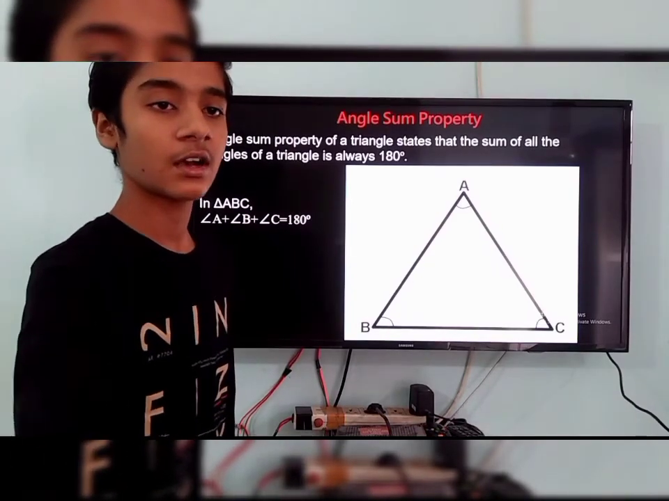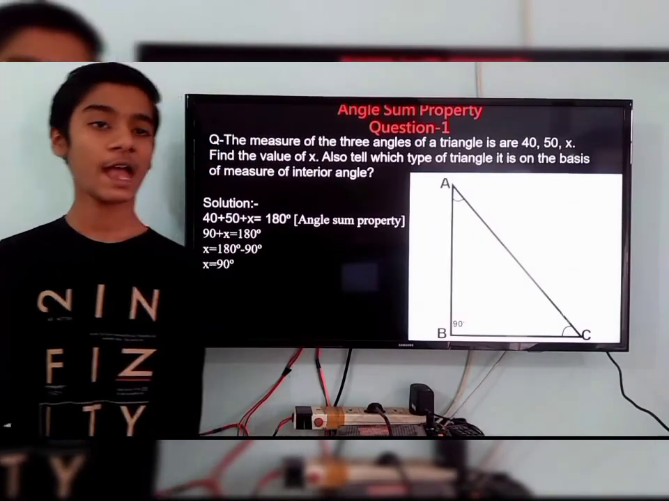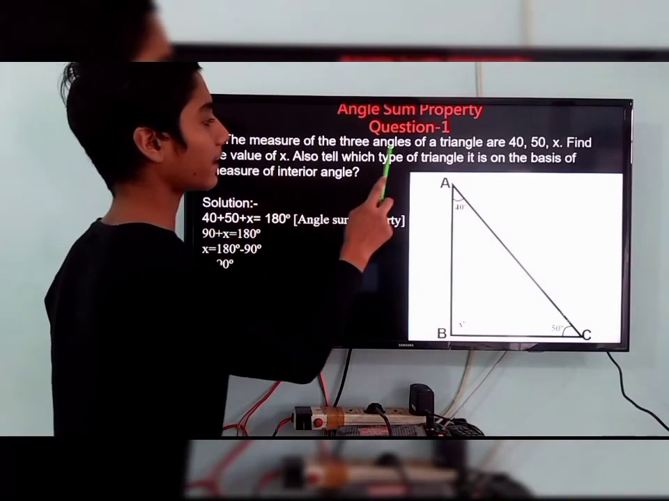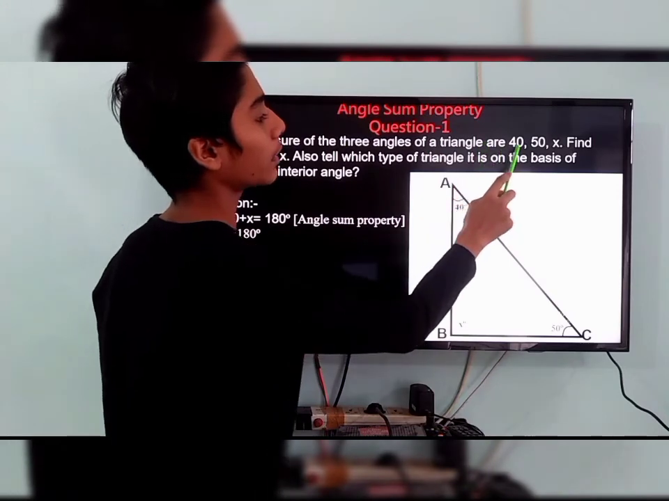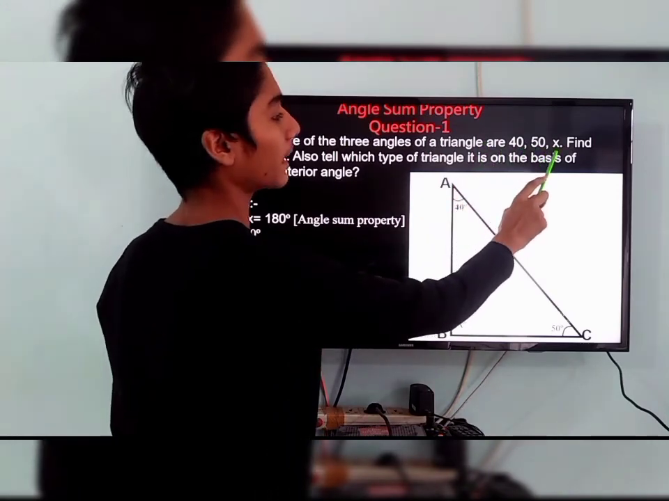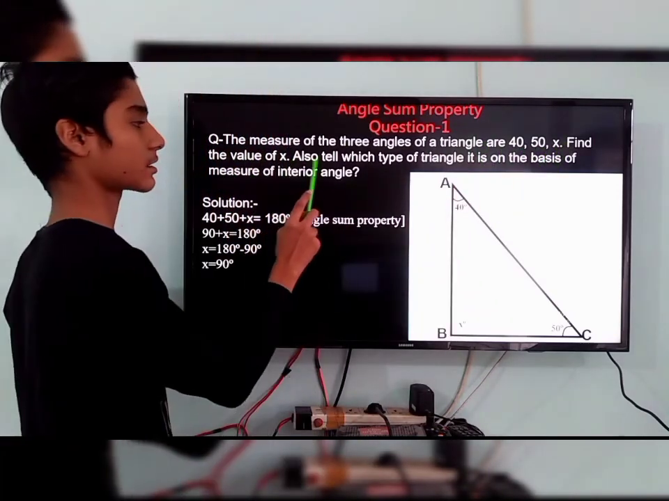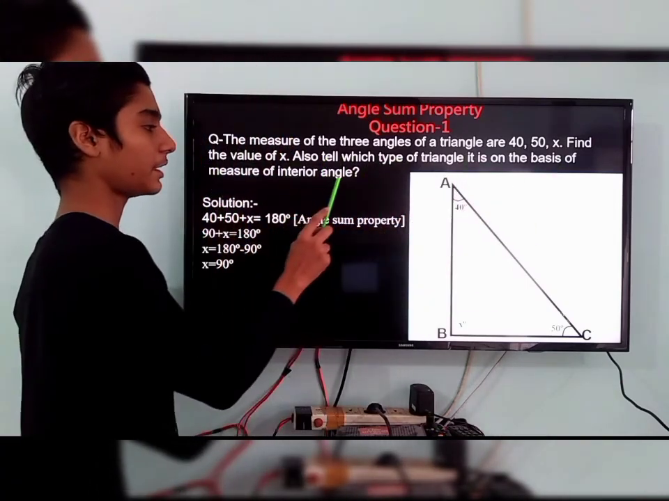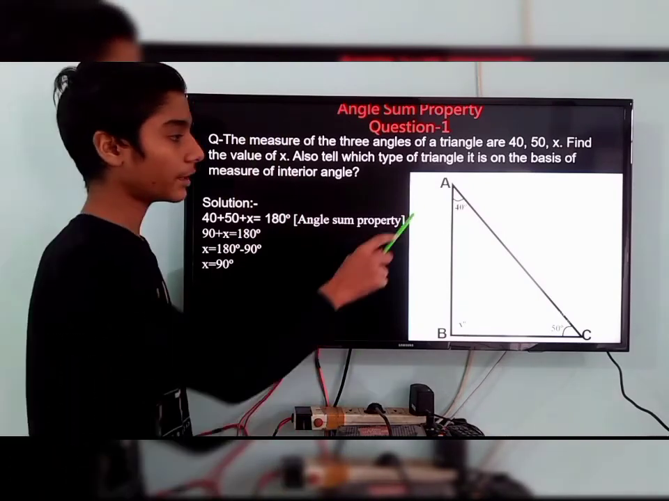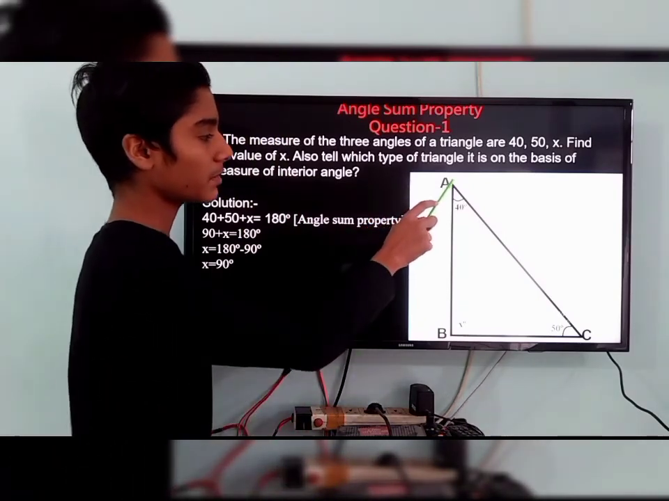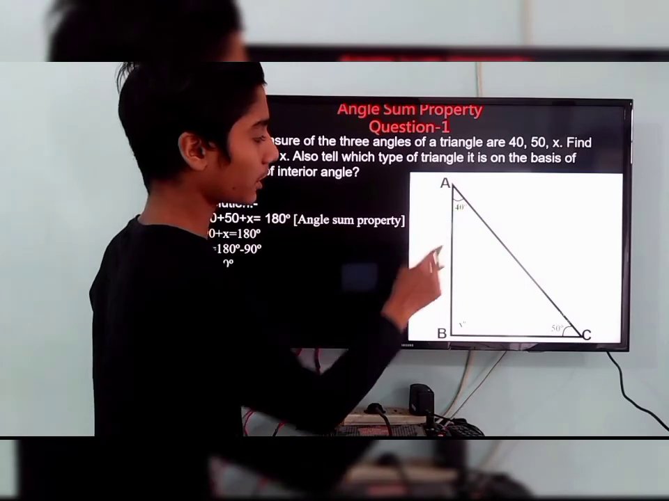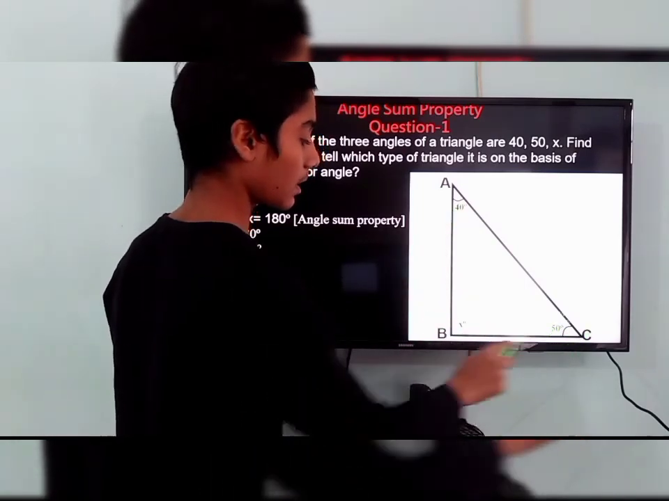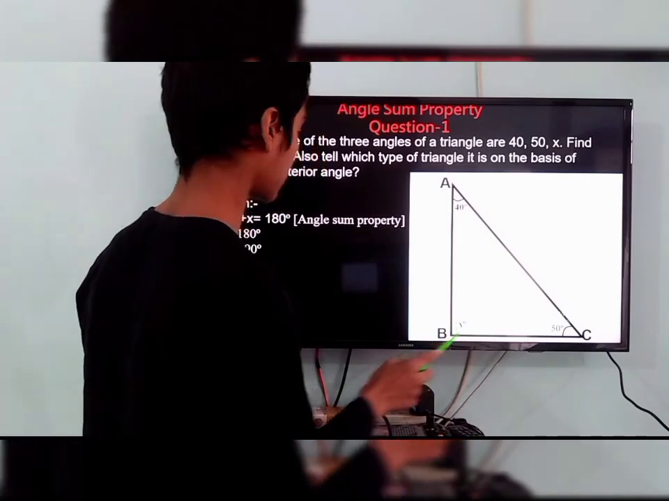Now let's see a question on angle sum property. The question is: the measures of the three angles of a triangle are 40 degrees, 50 degrees and x. Find the value of x. Also tell which type of triangle it is on the basis of the measure of its interior angles. Now the question is saying the measure of angle A is 40 degrees, the measure of angle C is 50 degrees, and we have to find the value of x.